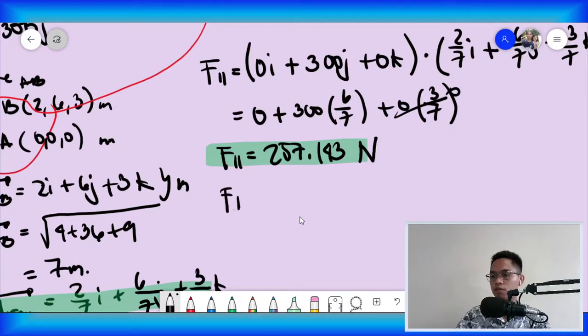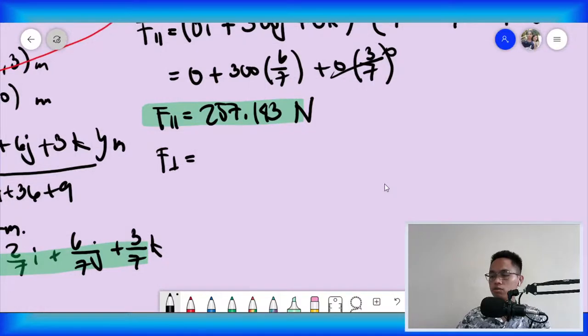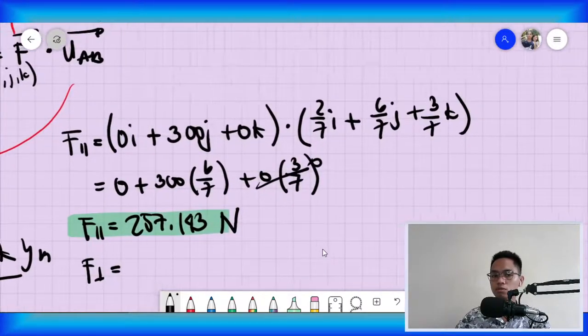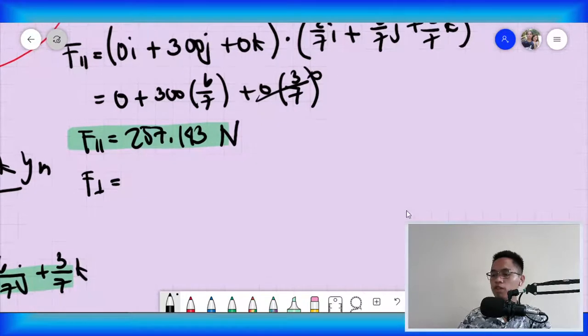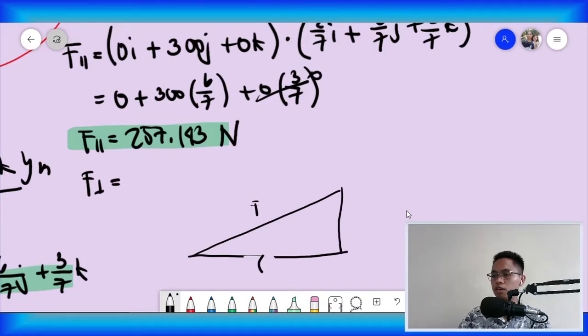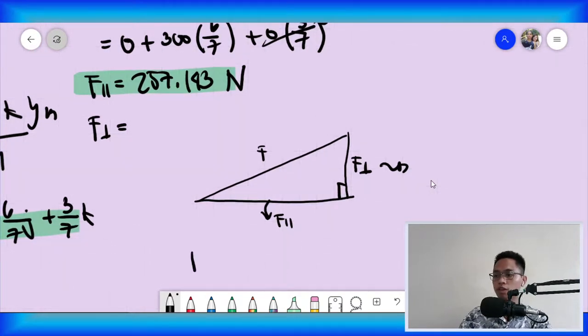Now, how can we find our F perpendicular? If you recall, based on your figure, if this is your force, this would be your F parallel. And this is 90 degrees, so this would be your F perpendicular. So therefore, we can solve for F perpendicular using the Pythagorean theorem: F perpendicular is just equal to the square root of the magnitude of the hypotenuse squared minus F parallel squared.